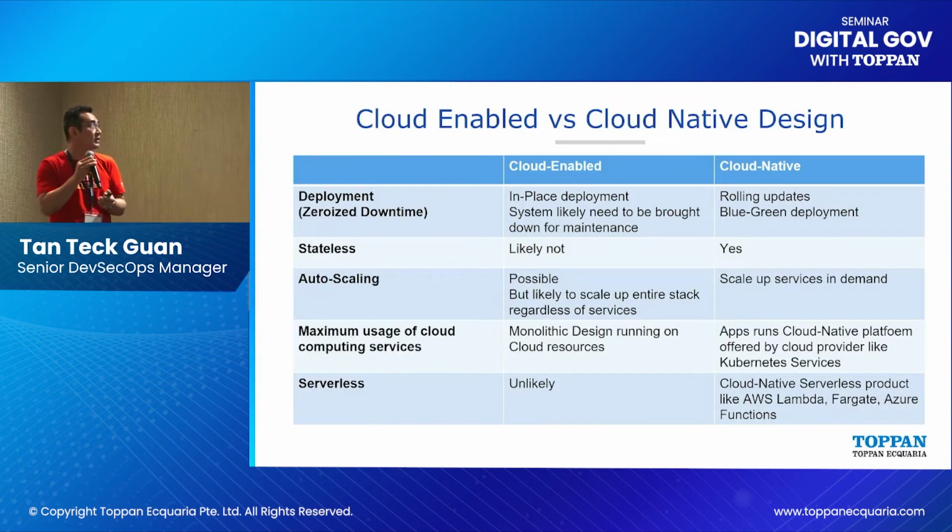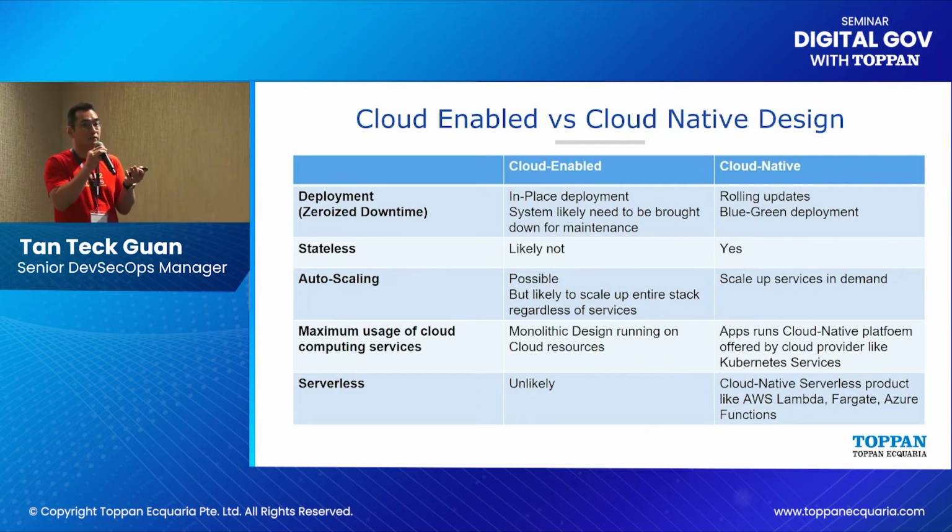Next, deployment and zero downtime. For cloud enabled, are you able to do a zero downtime deployment? Likely not. Many a time, we have to send out notice saying that on a certain day, from 12 a.m. to 4 a.m., we have to bring down the system, because it's likely in-place deployment and in-place patching, where you patch on top of the existing infrastructure. We don't change the infrastructure or the underlying infra below, like your VM. We patch on top of it. For cloud native, we are likely to practice rolling updates or blue-green deployment, where we actually replace the infrastructure with an updated one.